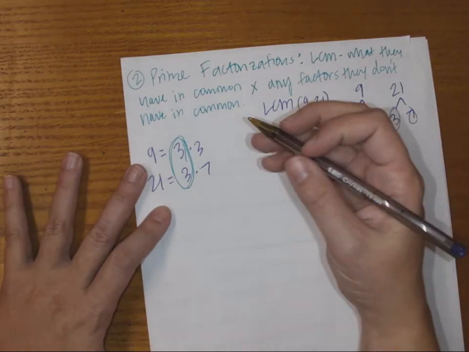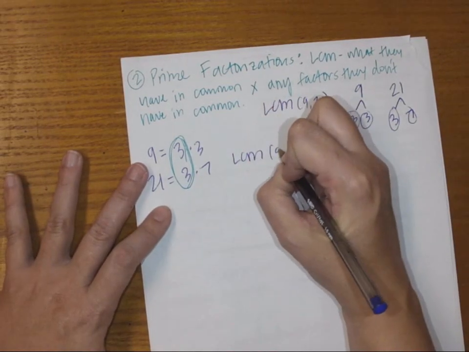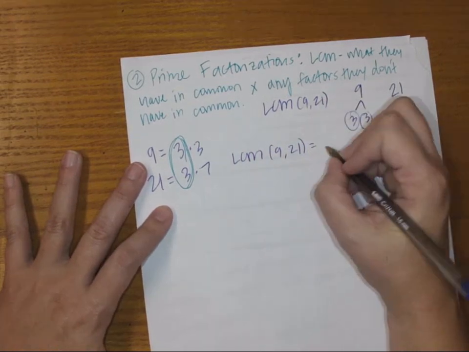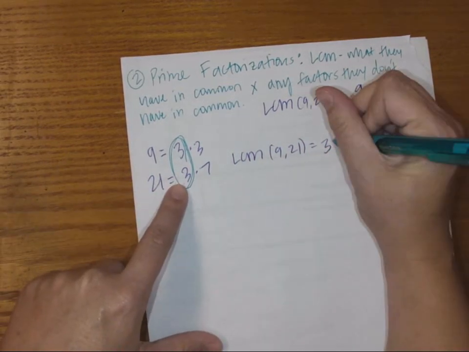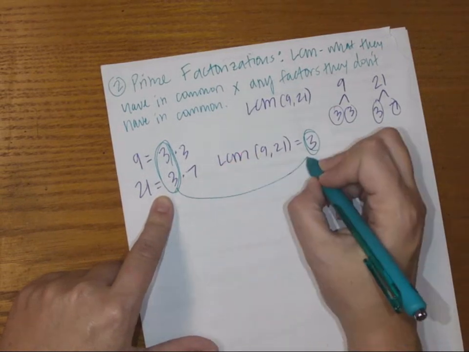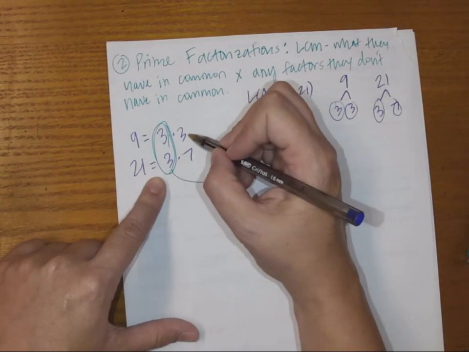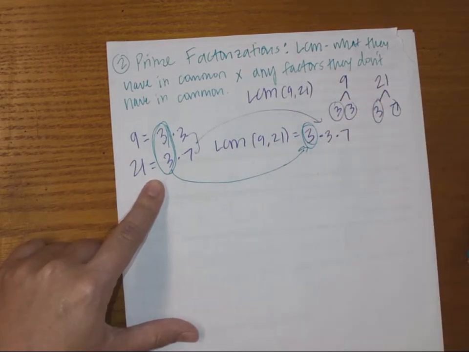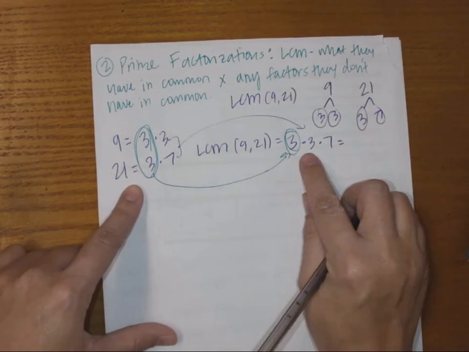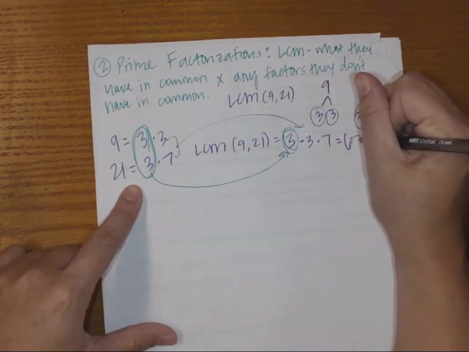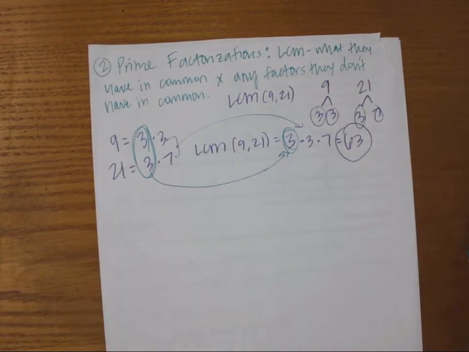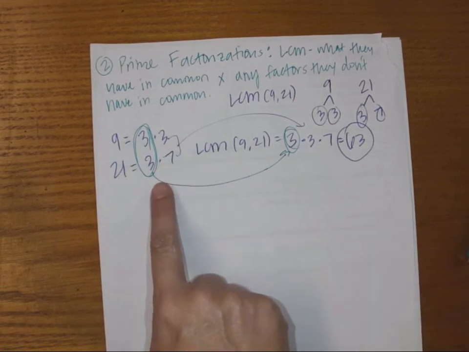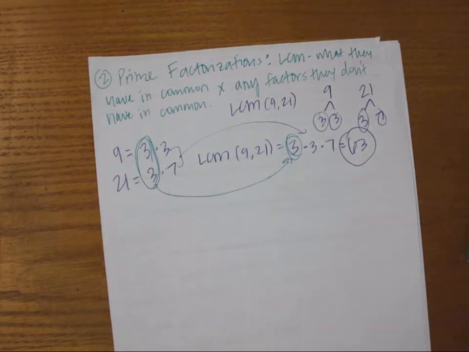The least common multiple, the way we figure that out, is we multiply what they have in common, which is the 3. I got the 3 from here. And then whatever's left over, these two are left over. So I multiply those times 3 times 7. So 3 times 3 is 9, 9 times 7 is 63. Once again, for prime factorization, get your prime factors, what they have in common, times whatever's left over is your least common multiple.